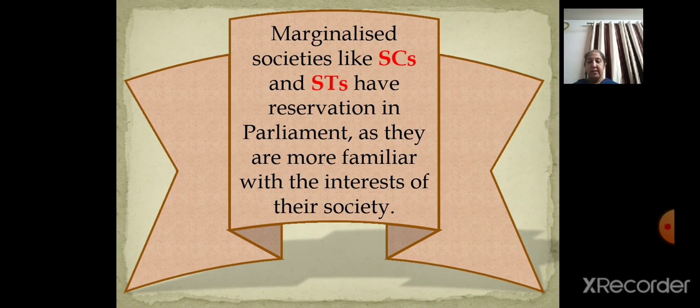See, it is like marginalized societies like SCs and STs. Now, what are SCs and STs? SCs is the Scheduled Castes and ST is the Scheduled Tribes. See, it has been observed that representative democracy cannot produce a perfect reflection of society. There is a realization that when interests and experiences separate us, it is important to ensure that the communities that have been historically marginalized are given adequate representation.